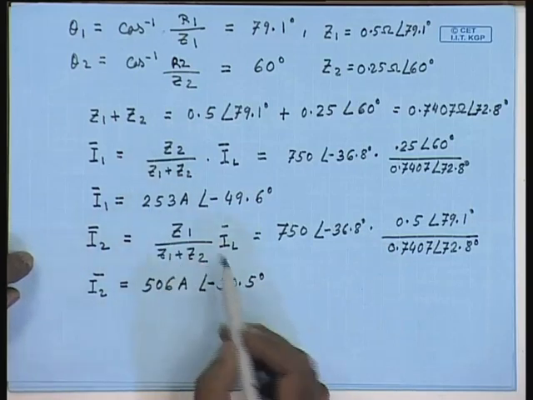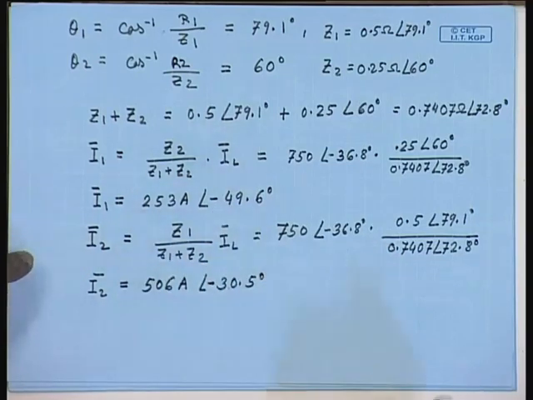Please note that the algebraic sum of these two currents, they are not in phase. Therefore, their phasor sum, instead of being 759 ampere, it is just 750 ampere. So, that is what happens, that if the angles of the series impedance are not same, the total current that you can supply reduces.